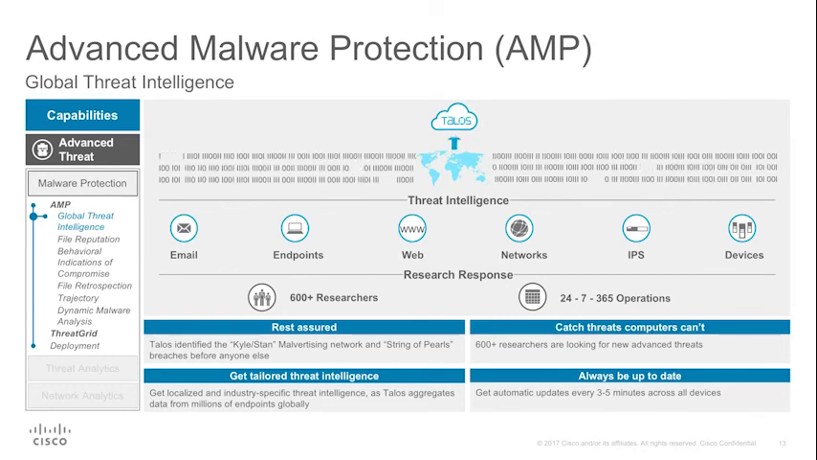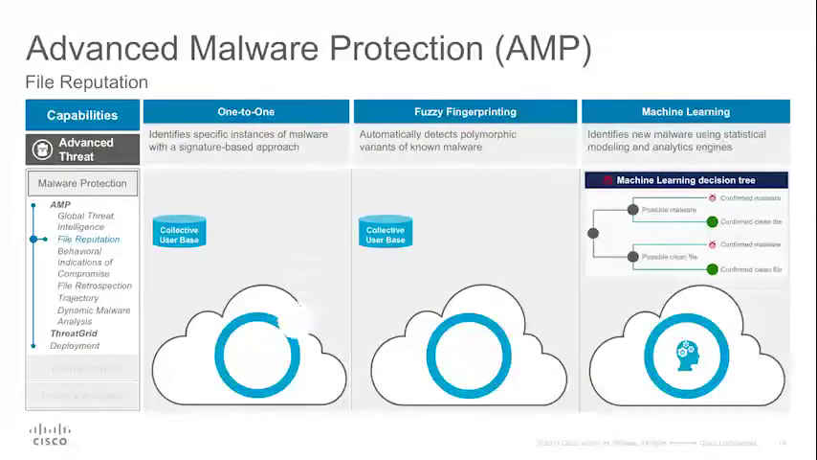It identifies 50,000 network intrusions per day and improves all our solutions every 3 to 5 minutes through automatic updates, meaning companies are always protected by the latest information. File reputation increases the accuracy of threat detection with big data analytics. AMP's one-to-one engine detects specific instances of malicious software by means of signature-based approaches.